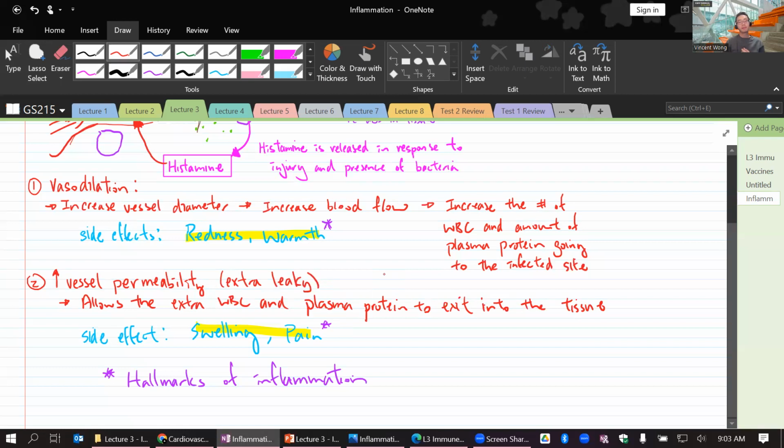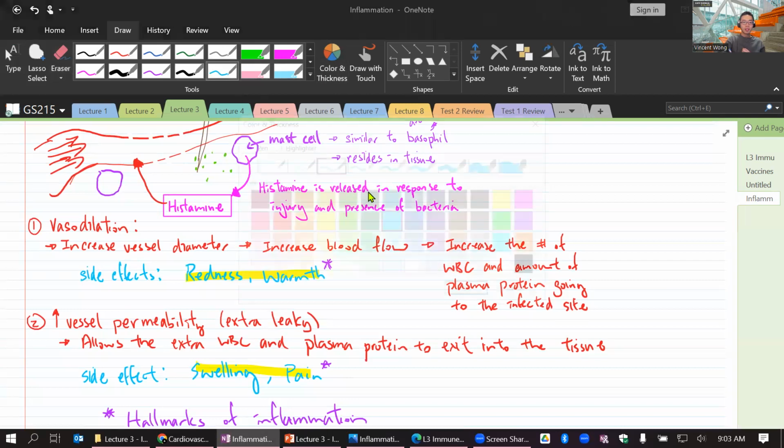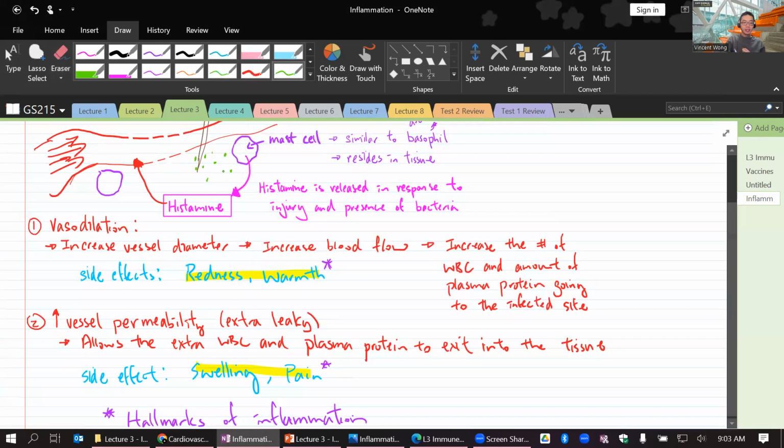Any other questions? Are the green dots the bacteria? Yes, they are bacteria. Maybe I should label that as well. There are these little green jelly beans, bacteria.